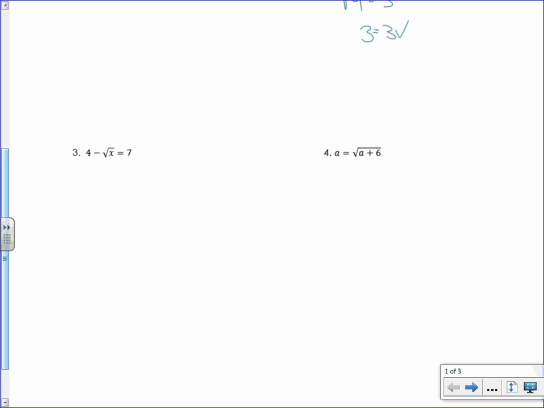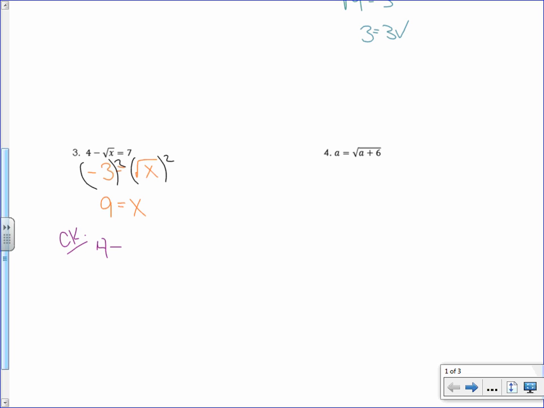Alright, when I add the square root of x to both sides, that moves over here. Subtract 7 from both sides. 4 minus 7 is negative 3. So now let's go ahead and square both sides. And here, negative 3 squared is positive 9 equals x. So there's my answer. Now let's check.